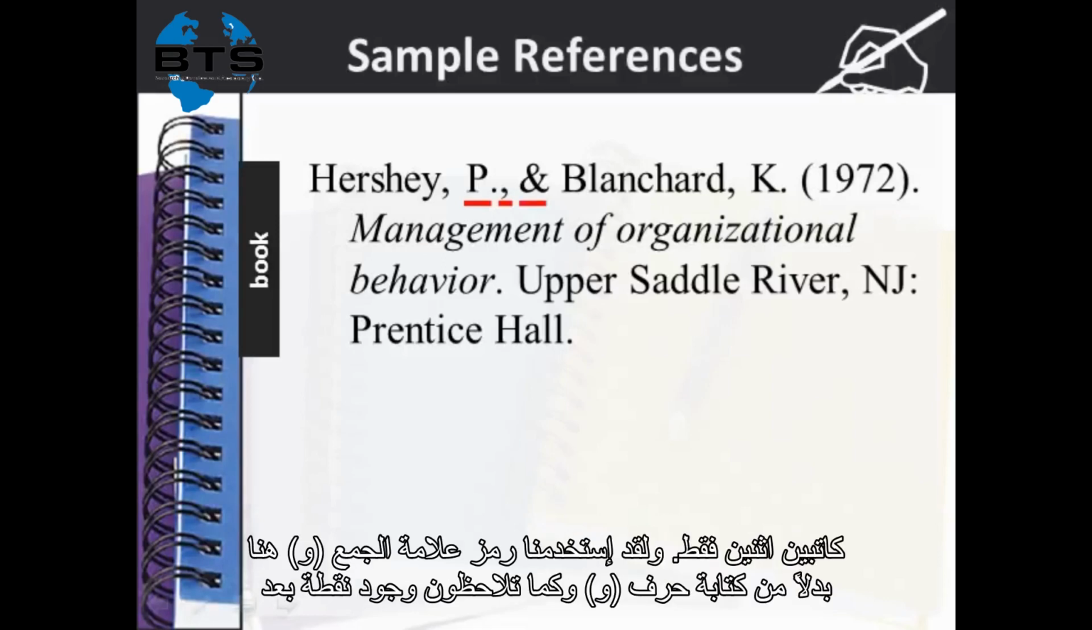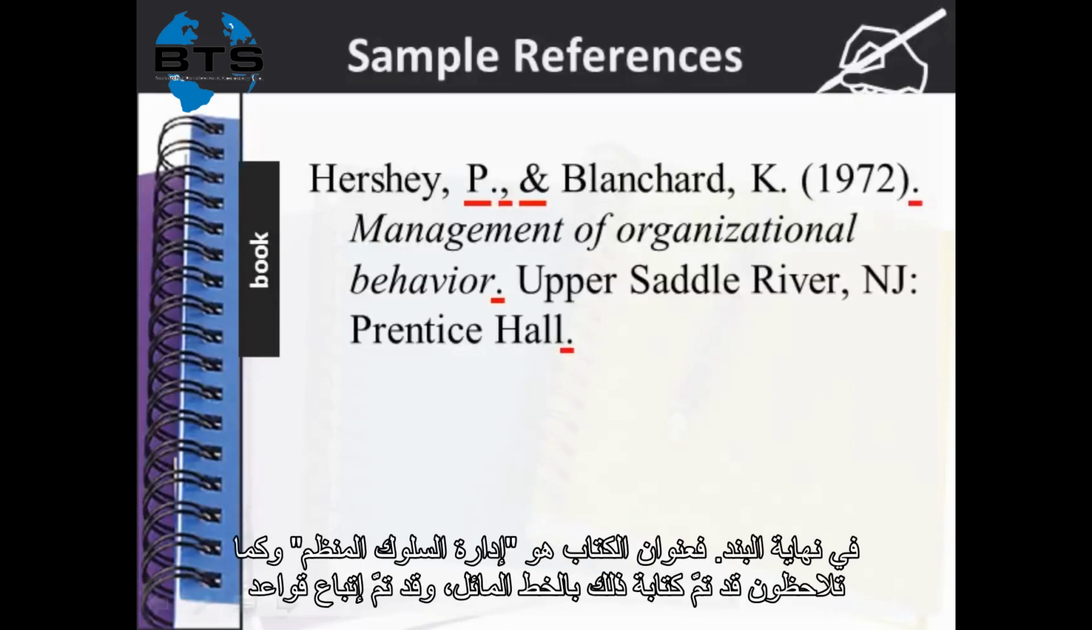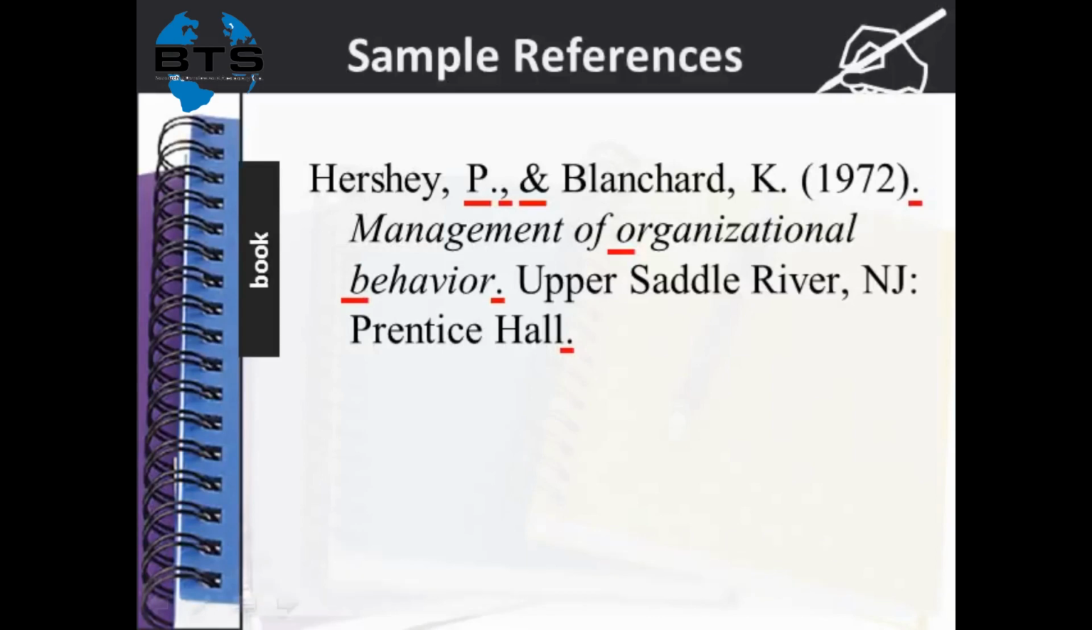We use the ampersand instead of spelling out the word and then you'll notice that there are periods at the end of every major element within the entry itself. So there's a period at the end of the author's names, there's a period at the end of the year, a period at the end of the title of the book, and a period at the very end of the entry. The title of the book is Management of Organizational Behavior. You'll notice it's italicized, and it follows some very unusual capitalization rules. For this particular title, we would only capitalize the first word, and nothing else would get capitalized.